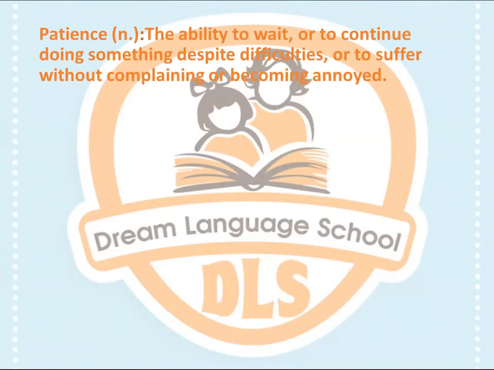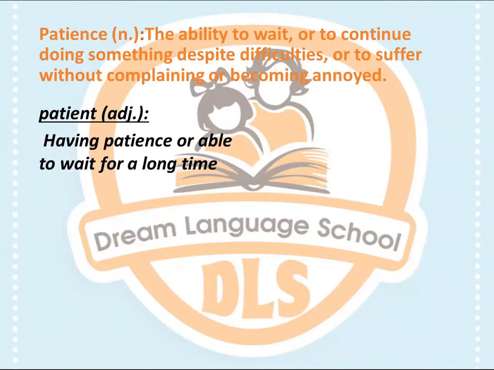Patience. Patience is a noun, the ability to wait or to continue doing something despite difficulties or to suffer without complaining or becoming annoyed. Patient is an adjective. Patient comes from the word patience. Having patience means able to wait for a long time. So patience and being patient is about waiting. They're all about waiting. Okay?